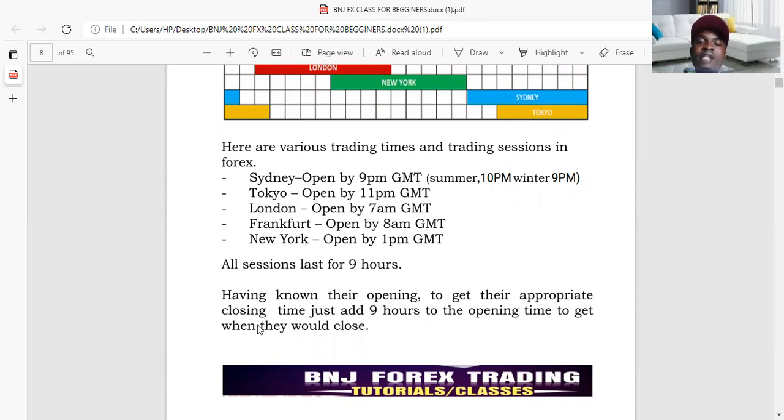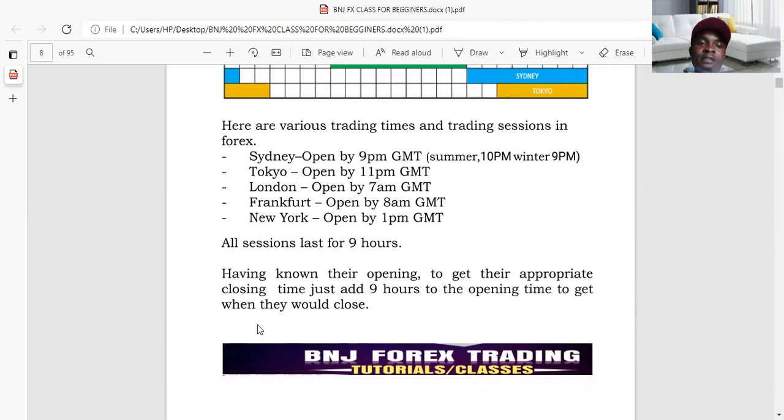We said all sessions last for 9 hours. Anytime the market starts, count 9 hours. So having known their opening time, to get the appropriate closing time, just add 9 hours to the opening time to get when they would close. So they have opening time and closing time. You must understand when they are opening and also when they are closing.